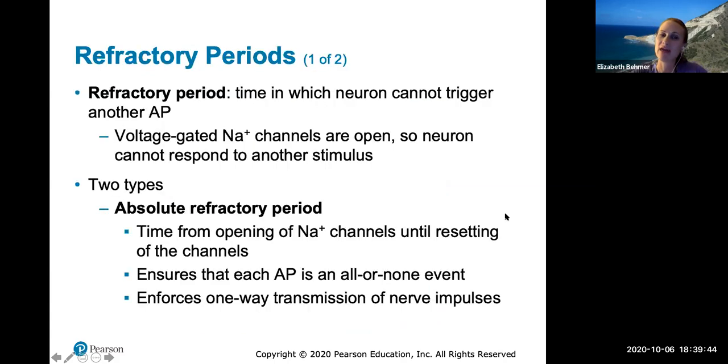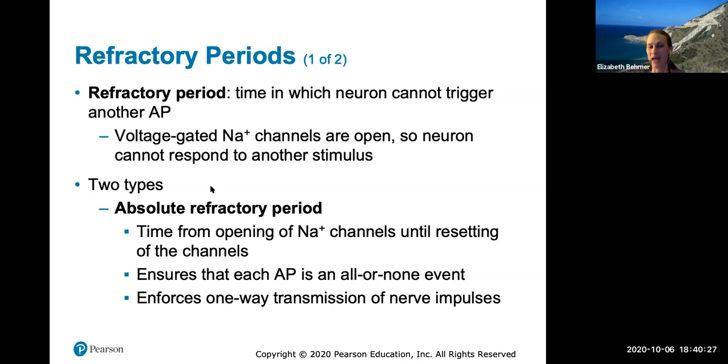The refractory period then. The refractory period refers to the time in which the neuron cannot trigger another action potential. And refractory periods are important because there's always a part of the neuron that's inactive in its refractory period, so that the action potential only travels down the way it comes from and doesn't jump back the opposite way. During the refractory period, the voltage-gated sodium channels are open, so the neuron cannot respond to another stimulus. They'll be inactive, so that when it says they're open here, they're in an inactive state.